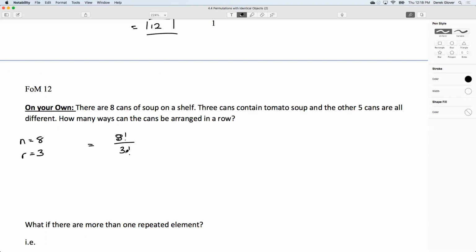And then you can either calculate it by hand, or you could use a graphing calculator. If you want to do it by hand, it's going to work out to 8 times 7 times 6 times 5 times 4 times 3 factorial over 3 factorial. Your 3 factorials cancel, and you just have to multiply 8 by 7 times 6 times 5 times 4, and you will get 6,720 permutations.